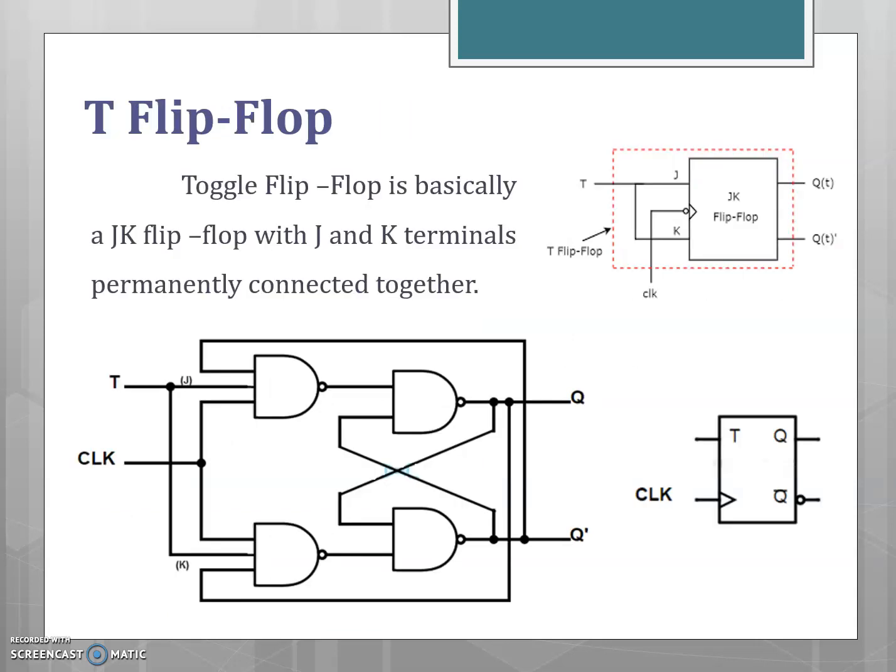So next, coming to the next type of flip-flop, the T flip-flop. This flip-flop is constructed from the JK flip-flop by connecting the inputs J and K together. Connecting J and K together and then giving it as a T input, we'll get the T flip-flop. So this is the logic symbol. This diagram represents the logic diagram for the T flip-flop.